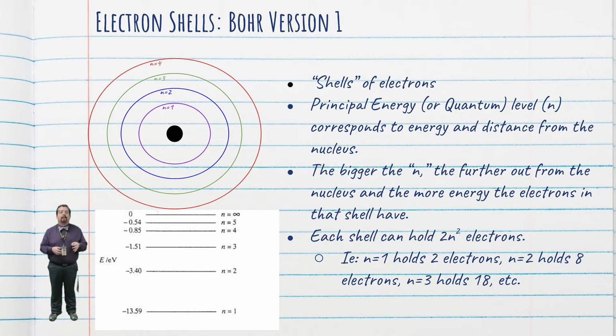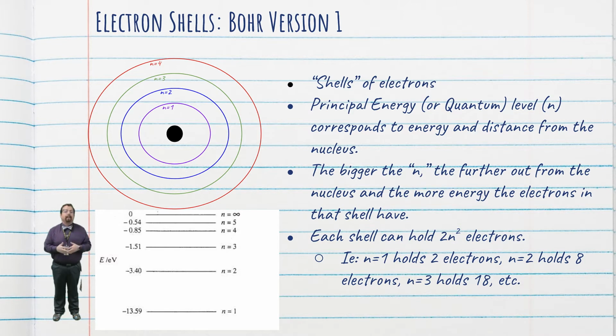Each of these shells, according to Bohr, could hold up to 2n² electrons. So if n equals 1, that first level, then it can hold 2 electrons, because 2 times 1 squared is 2. The n equals 2 shell could hold up to 8, because 2 times 2 squared is 8.